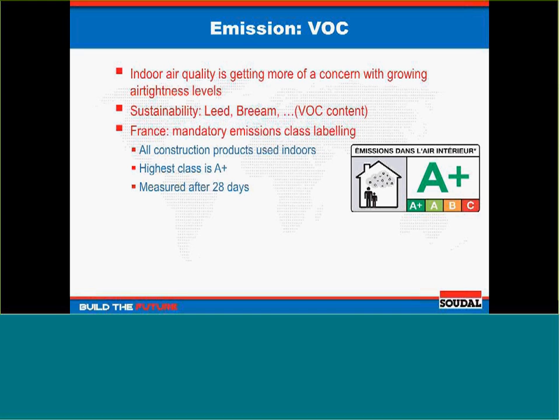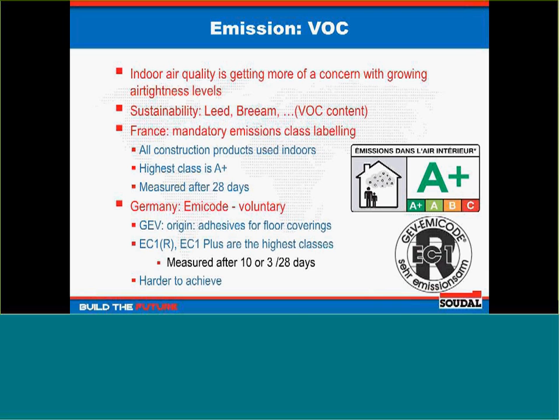France has issued their own program. There is a measurement after 28 days, so the highest class is A+. This is rather easy to achieve, as the first few days after, or in curing of the product, are of course the most relevant. This is why we often refer to the German standard. Products are measured after 10 or even 3 and 28 days, depending on the label that you want to acquire. The most severe one is the EC1 Plus label, on which you have a measurement after only 3 days.